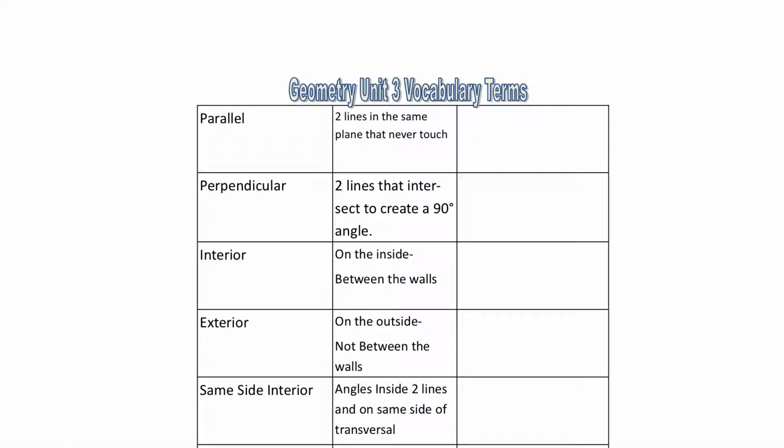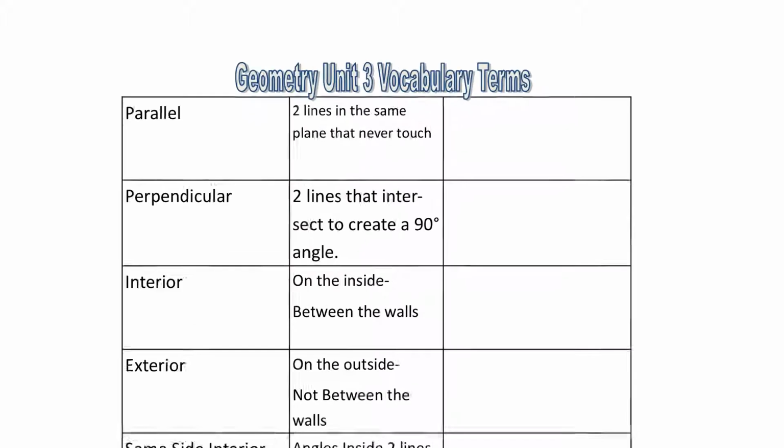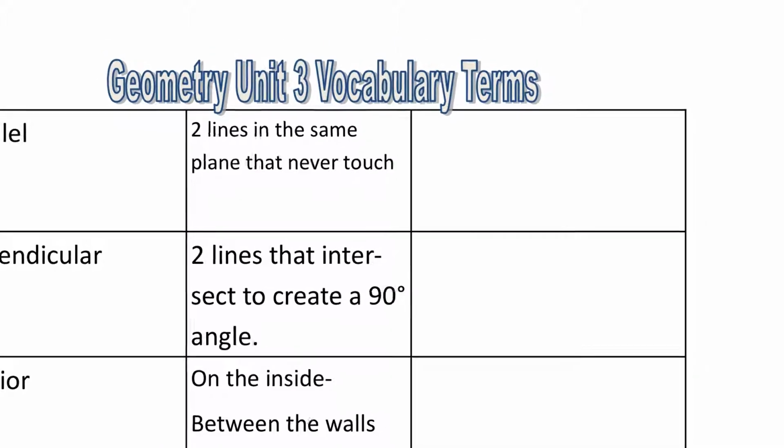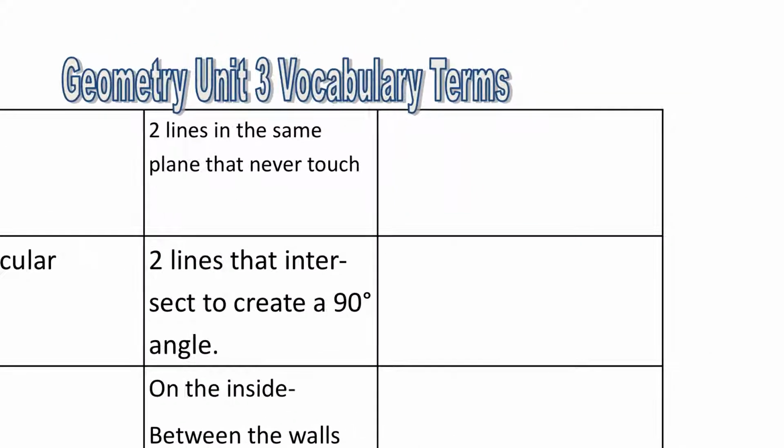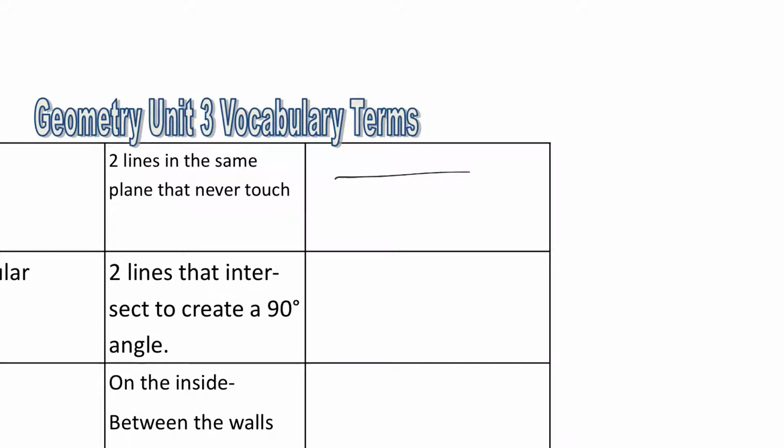Okay, so let's go ahead and start going through these vocabulary terms here real quick. Some of these we've already talked about, but I just want to make sure you know what's going on here. So parallel lines, what are those? Parallel lines: two lines on the same plane that never touch. Okay, so let's draw what that's talking about.